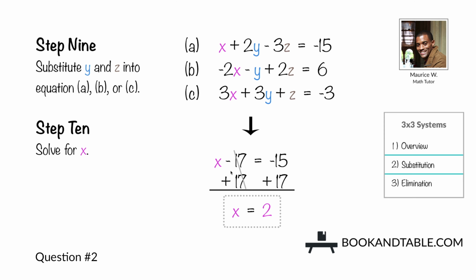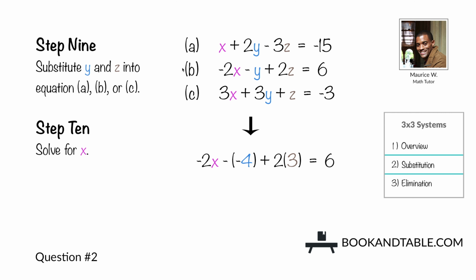And now we add 17 to both sides, showing us that x is equal to negative 15 plus 17, which is positive 2. And we'll get positive 2 for x if we substitute y and z into b or c as well. So if you chose to plug them into b instead, you would have gotten negative 2x minus negative 4, which would be positive 4, plus 2 times 3, which is 6. 4 plus 6 is equal to 10. So we get negative 2x plus 10 is equal to 6.